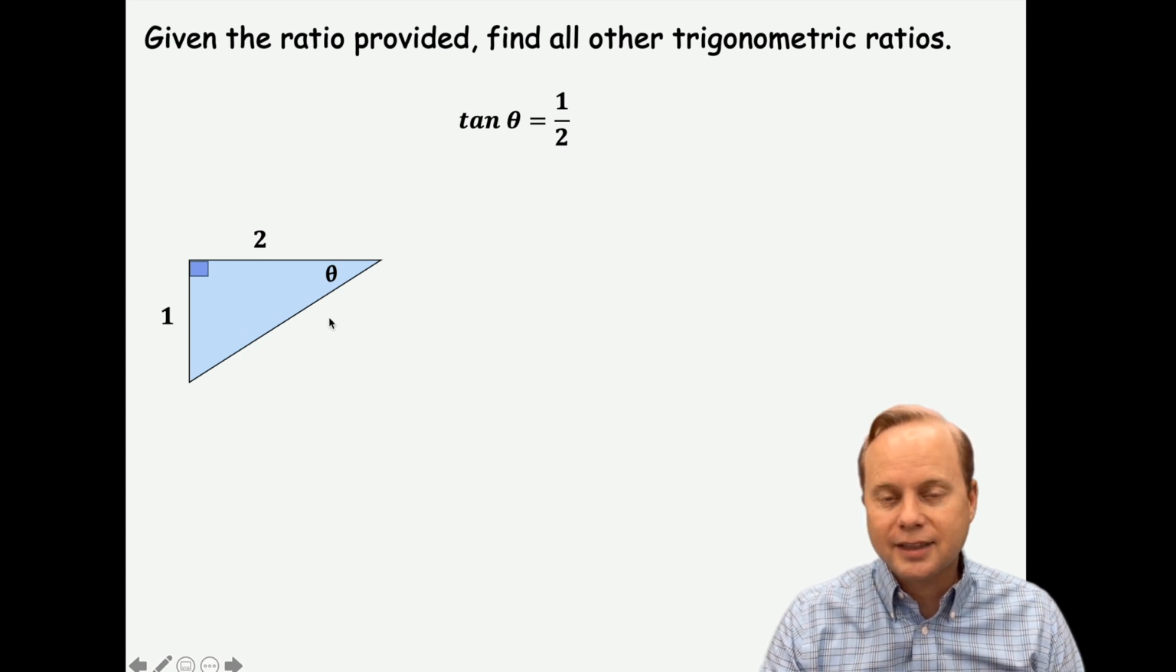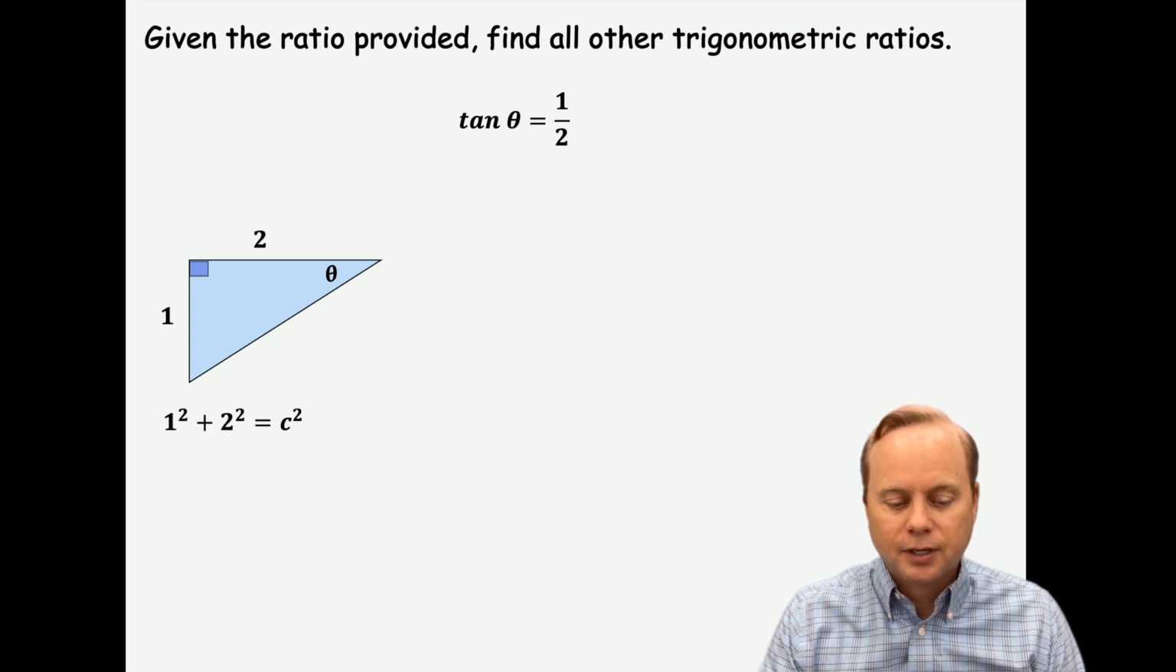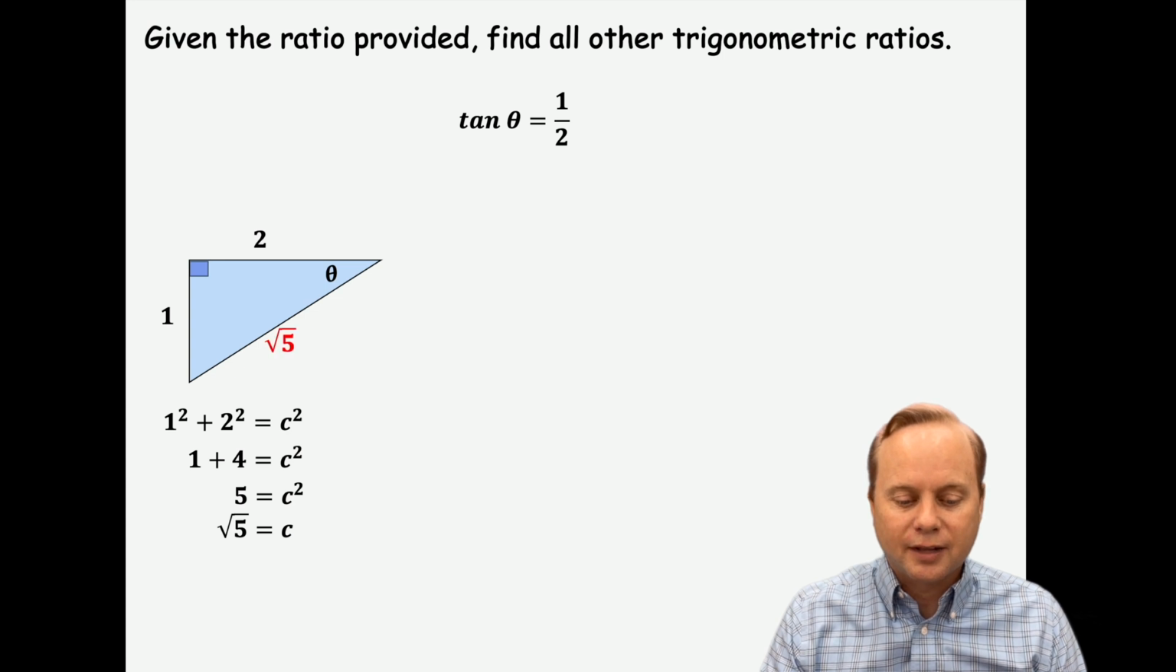Well, if I know that, then I can quickly identify what my hypotenuse is by using the Pythagorean theorem, right? 1 squared plus 2 squared equals c squared. So 1 plus 4 equals c squared. So c is equal to the square root of 5. And now that I know that, I can find all the other 5 trigonometric ratios. Push pause on the video now. I'd like you to work those out. Once you've obtained those, come back and push play.